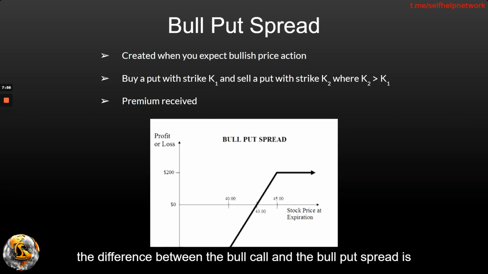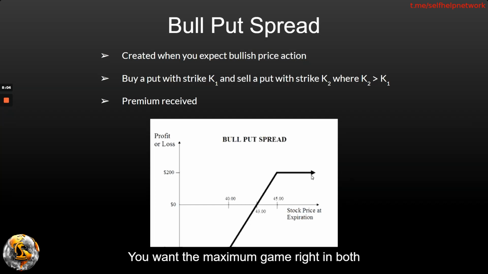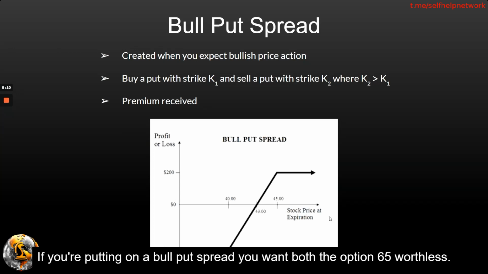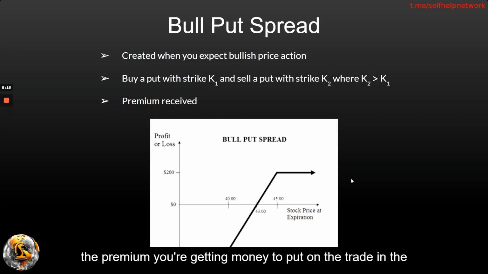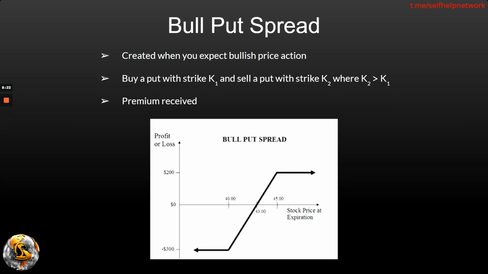The difference between the bull call and the bull put spread is, in both situations you expect bullish price action, so you want the maximum gain. In both situations that's what you want. If you're putting on a bull put spread, you want both the options to expire worthless. The main difference is, in one case you're getting the premium, you're getting money to put on the trade. In the other situation, you're giving some money to put on the trade. And that's the main difference.